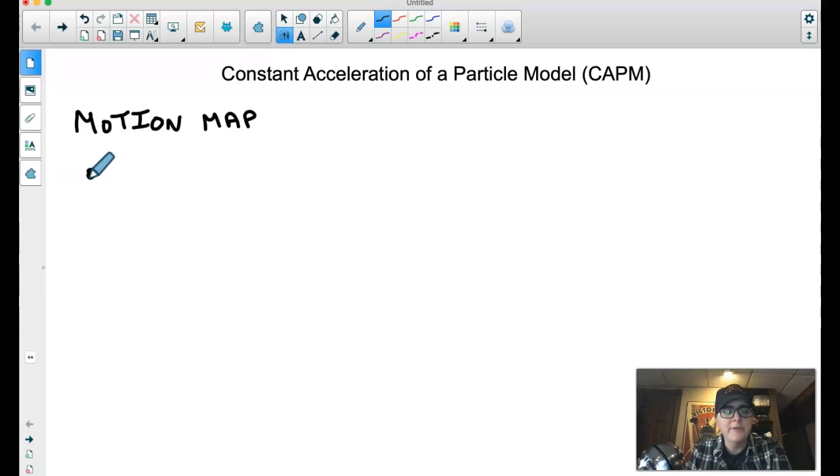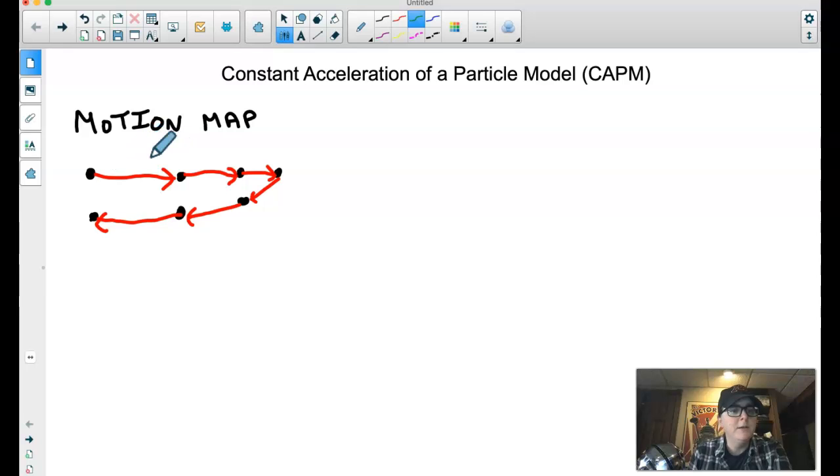Now the first representation that we used for the constant acceleration of a particle model was motion maps, where we have these dots that are essentially snapshots of where an object is at moments in time. It's like if every 1 second you made a mark that shows where your object is. When these dots are farther apart, it means the object traveled farther in that 1 second, so it's moving faster. When these dots get closer together, the object didn't travel as far in that 1 second, and so the object's moving slower.